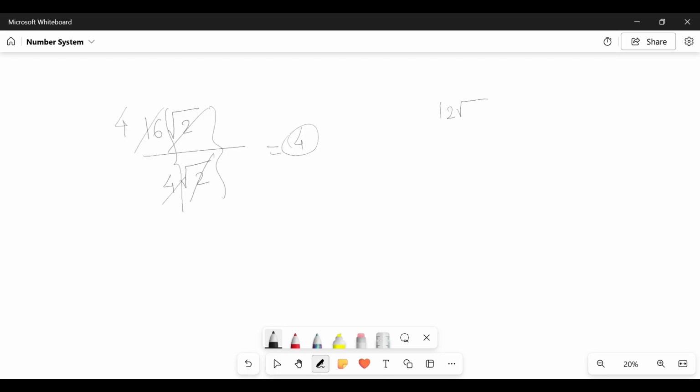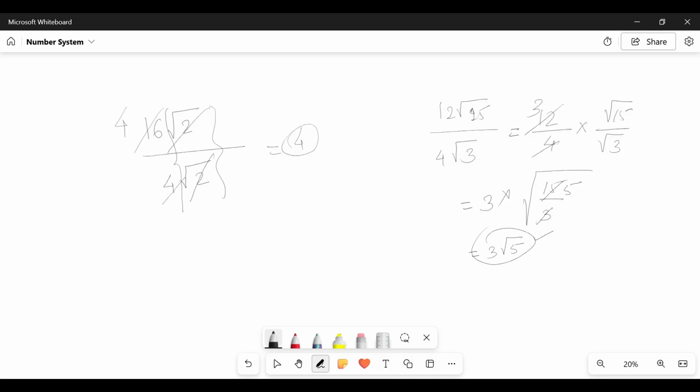Let's take one more example which is a bit more complex, where we are trying to divide 12 root 15 by 4 root 3. Now as we have seen, it is the same as 12 by 4 multiplied by root 15 by root 3. Going by the rule of division that we saw earlier, this would be 3 in itself multiplied by square root of 15 upon 3, as 3 cancels out 15 and ends up being root 5. So the final result is 3 root 5.